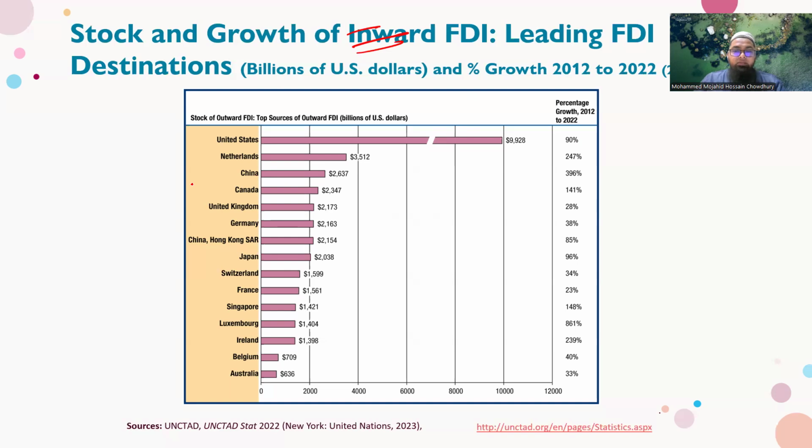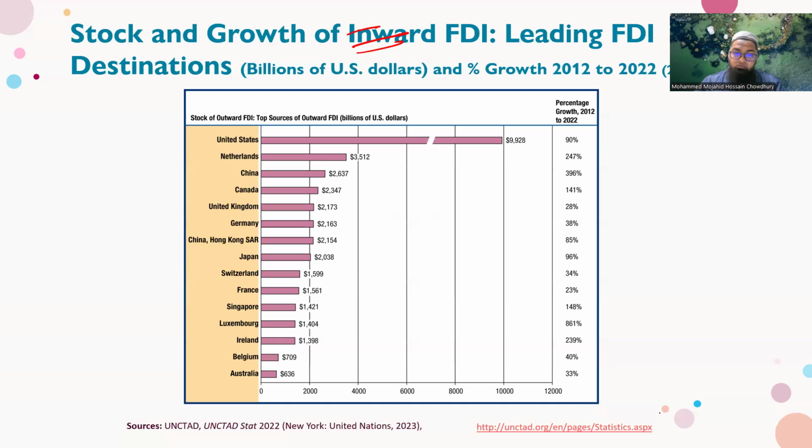So if we look at the United States, the companies in the United States also invest outside the USA. Dutch companies are also investing. Chinese companies are investing. Switzerland, Luxembourg, Ireland, Belgium, and some Australian companies are also investing outside. So it's like the scenario of getting foreign direct investment into a country, and foreign investment going from one country to another country.